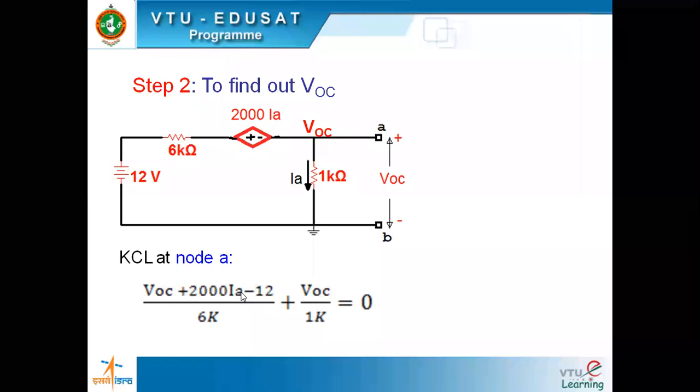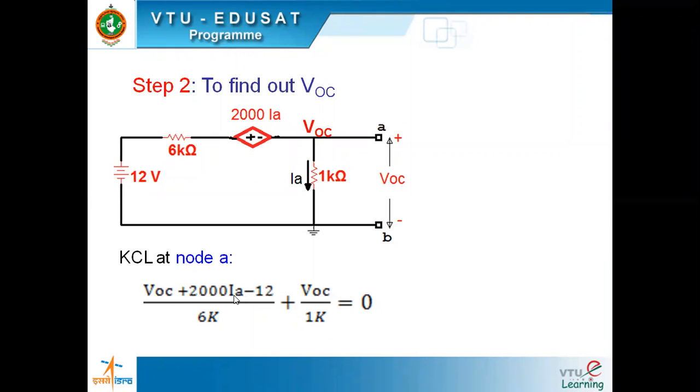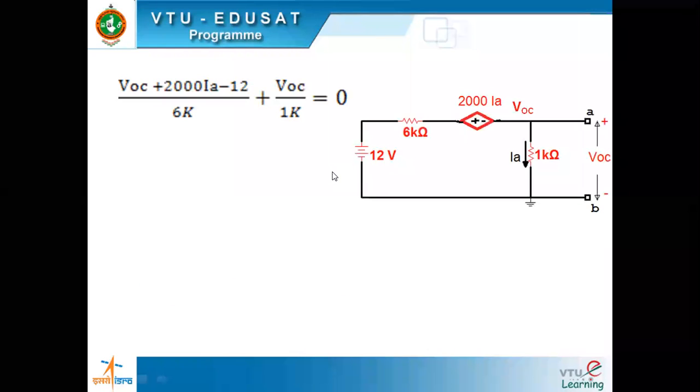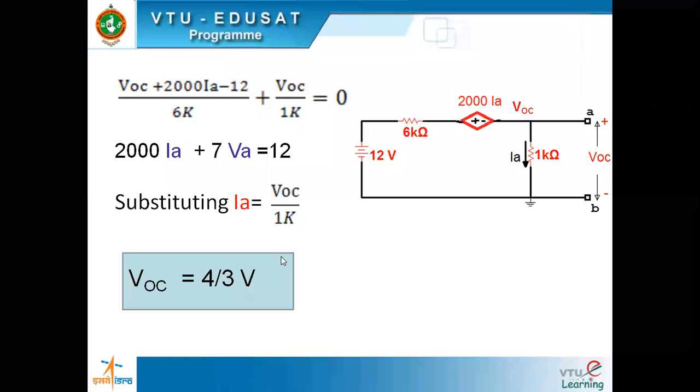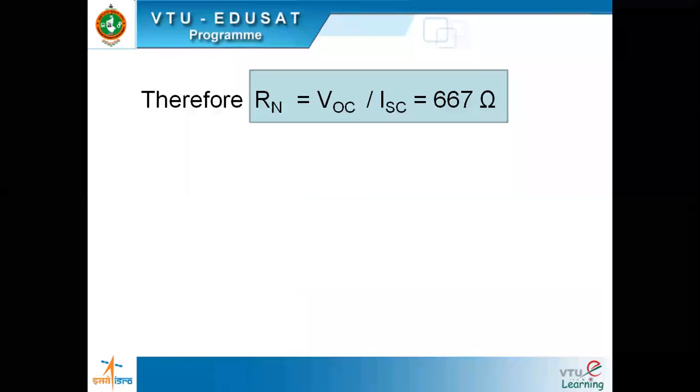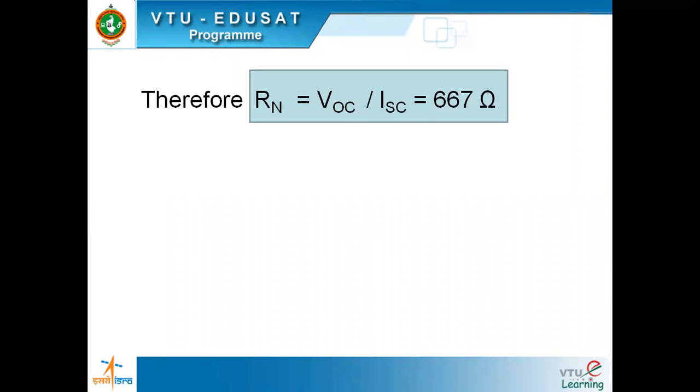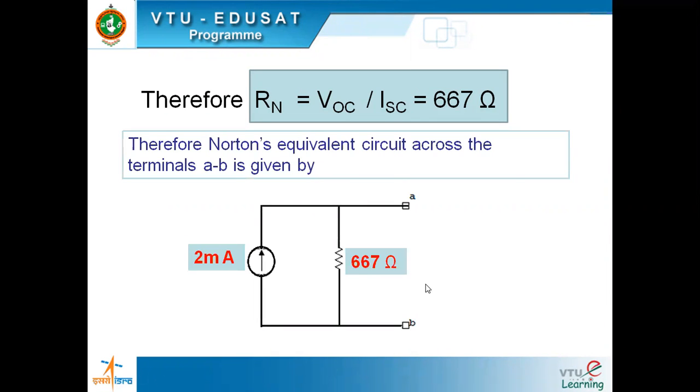Understand that? So IA is there. In this equation, we are finding out VOC, right? So try to express IA in terms of VOC. What is IA in terms of VOC? IA is VOC by 1K, and after you do that, we get VOC as 4 by 3. So we have found out ISC and we have found out VOC. Once we have VOC and ISC, what do we have with us? We have our RN. RN is VOC by ISC, and that is 667 ohms. So VOC is also there, ISC is also there. So the Norton's equivalent network is this.